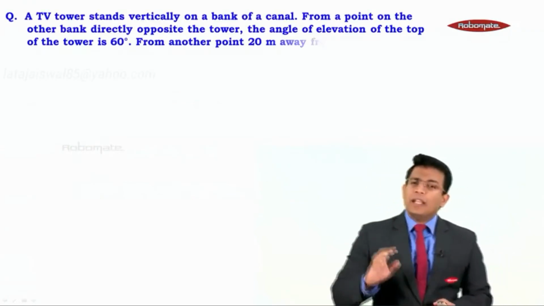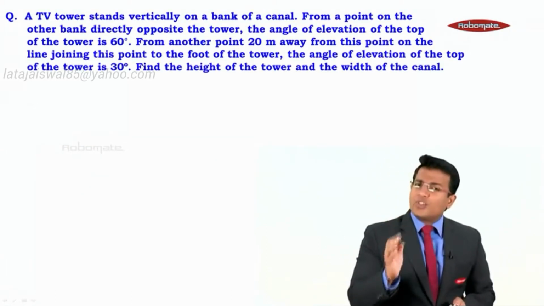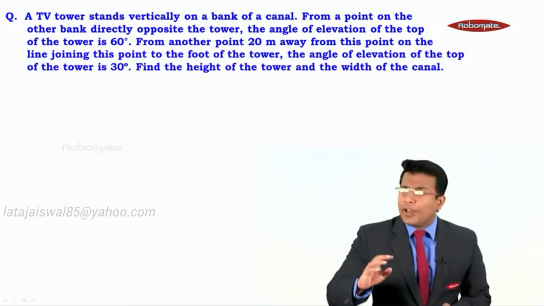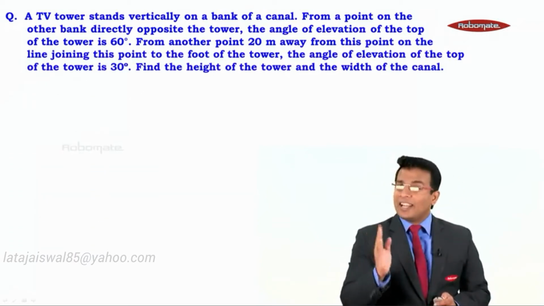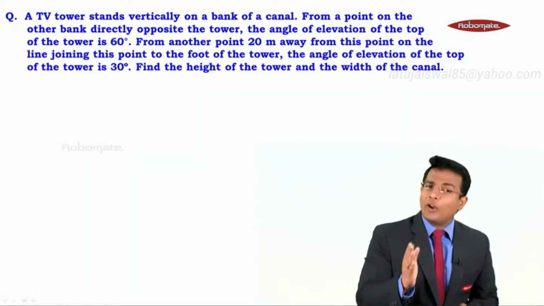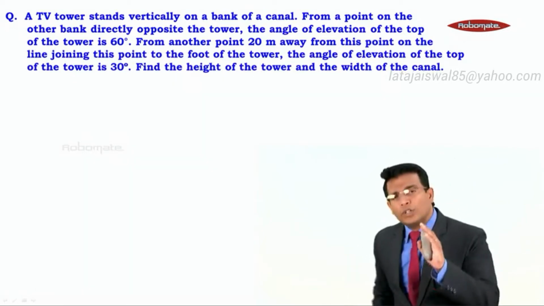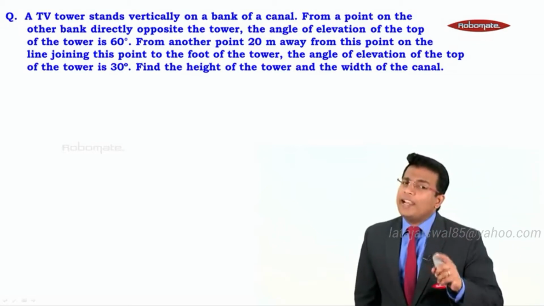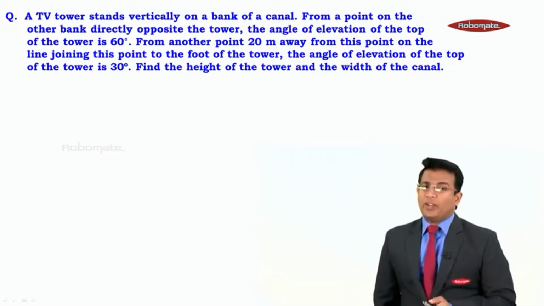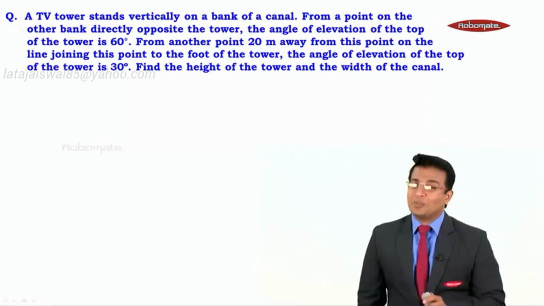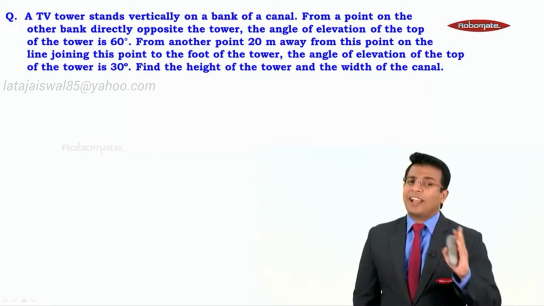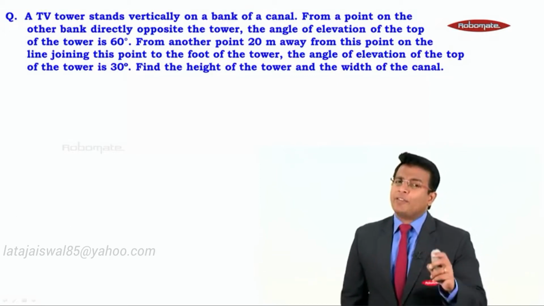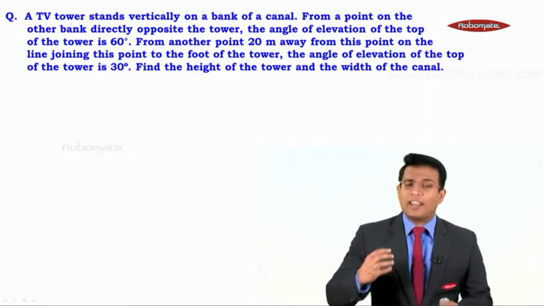Let's read it. The sum says that the TV tower stands vertically on a bank of a canal. From a point on the other bank directly opposite to the tower, the angle of elevation of the top of the tower is 60 degree. From another point 20 meter away from this point on the line joining this point to the foot of the tower, the angle of elevation of the top of the tower is 30 degree. Find the height of the tower and the width of the canal.